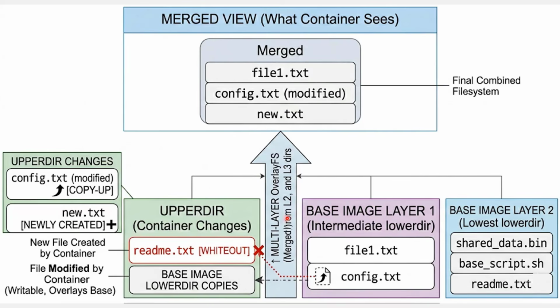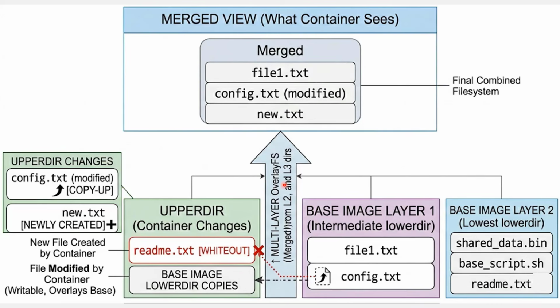Now focus on the center arrow. This is the OverlayFS. This is where the magic happens. OverlayFS does not merge everything physically. It creates a logical stack of layers. So when a process asks for a file, first of all it will check the upper directory, then it checks the top layer, then it checks the next layer, continuing downwards. So OverlayFS walks the layers from top to bottom.